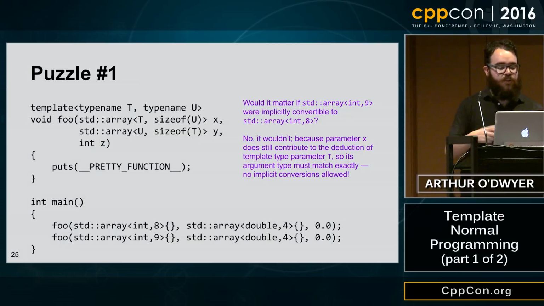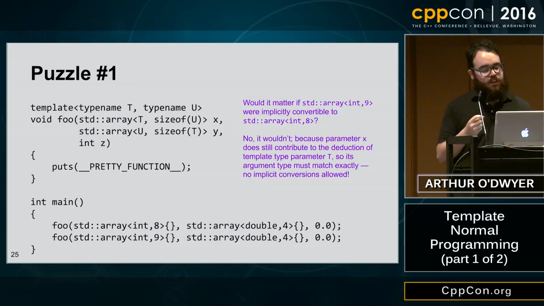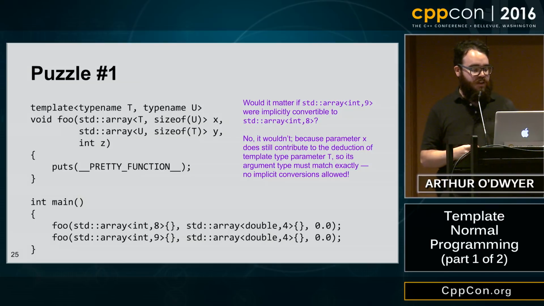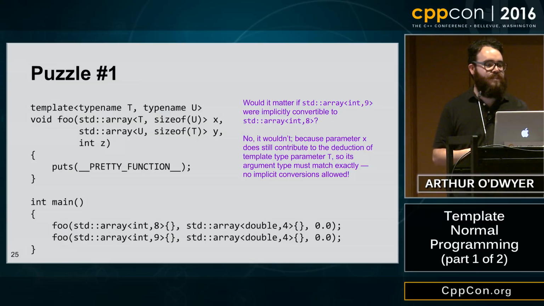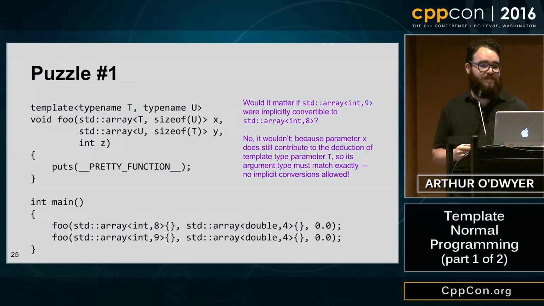The second line, we go through all the same type deduction, we figure out that T is int and U is double, and then we look at that first argument x, which did contribute to the deduction. And it's a std::array of int, comma 9. That's not int, comma 8. That's a different type. They needed to match exactly. Doesn't even matter if there is an implicit conversion there. They needed to match exactly, and they don't, so that's a hard error. Is everyone following that? All right.